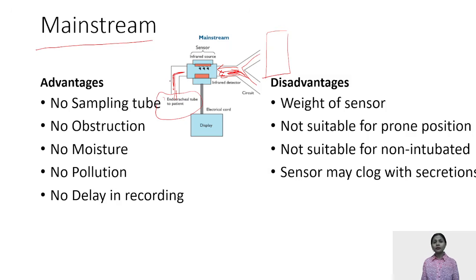And lastly, this can be clogged with the secretions of the patient because it is in direct contact with the endotracheal tube and thus the respiratory tract of the patient.